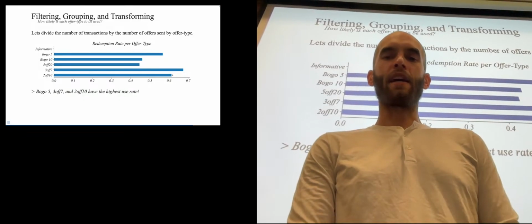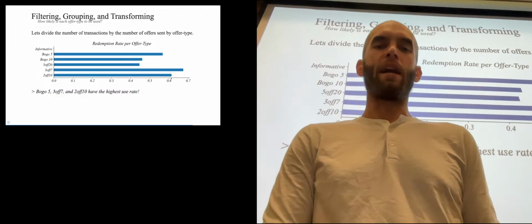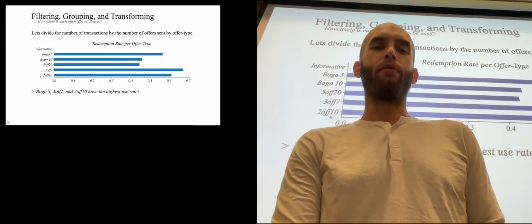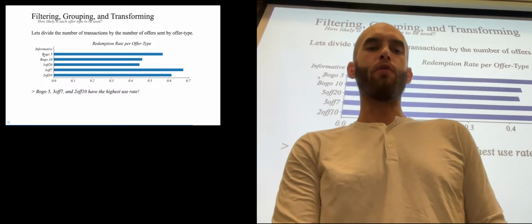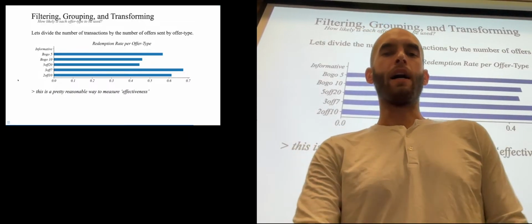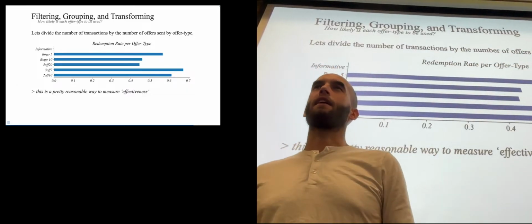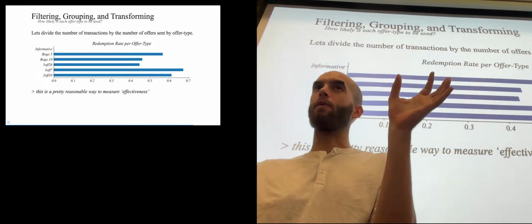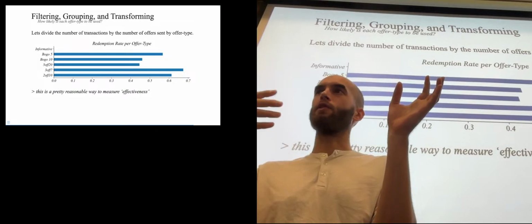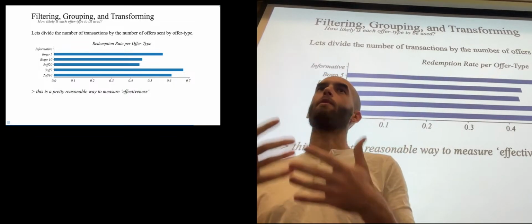And then the second highest transaction rate happens with 2 off of 10. And then BOGO 5 is pretty good too. I would say this is a pretty good measure of effectiveness. It's like these things are moving behavior the most. These 3 offers are being taken up the most.